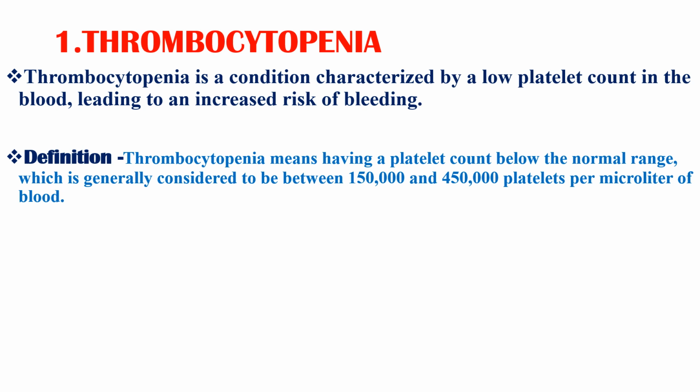Thrombocytopenia means having a platelet count below the normal range, which is generally considered to be between 150 to 450,000. Platelets are essential for forming blood clots to stop bleeding after an injury. When platelet levels are low, the body's ability to form blood clots is impaired, leading to increased risk of bleeding, bruising, or other complications.